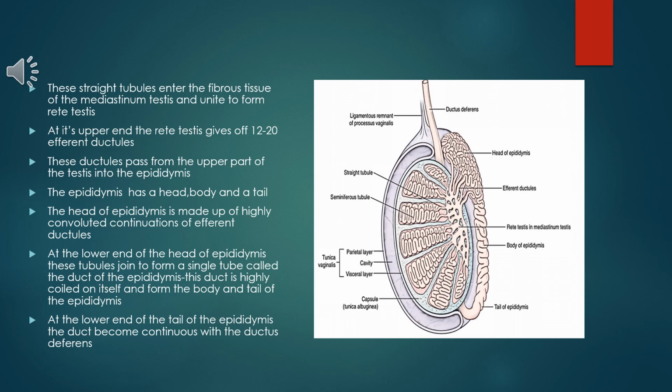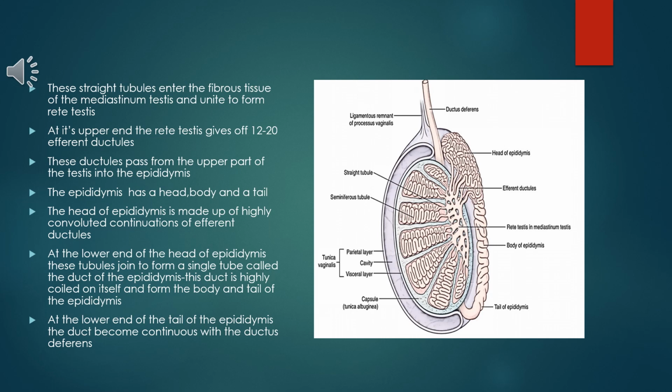The straight tubules anastomose, forming a network in the mediastinum testis that is called the rete testis. This rete testis gives off 12 to 20 efferent ductules. These pass from the upper pole of the testis into the epididymis. You can see the epididymis on the posterior aspect of the testis.